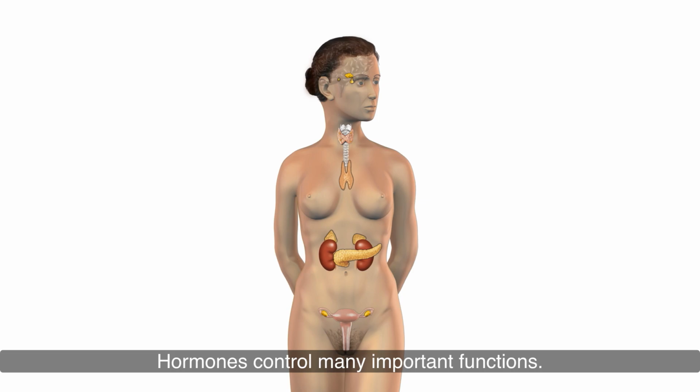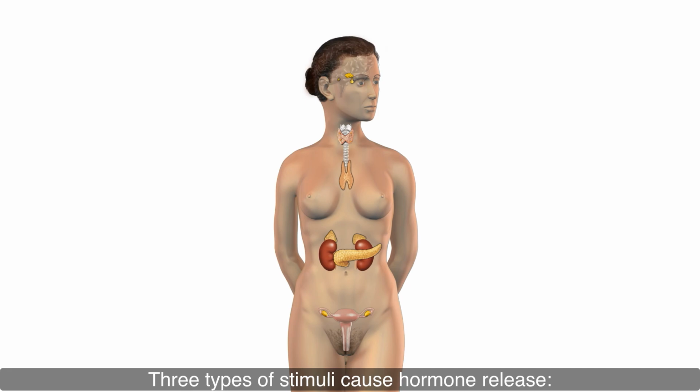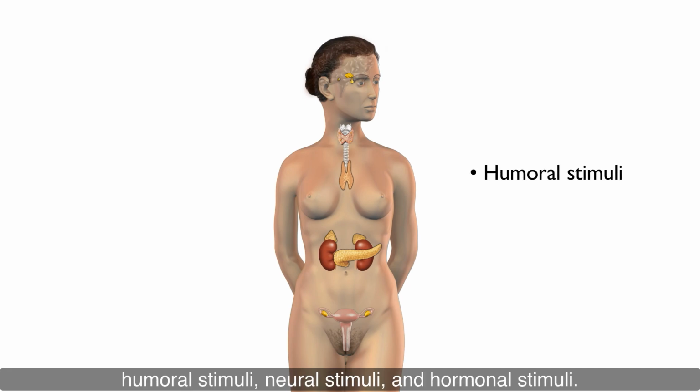Hormones control many important functions. They are released from major endocrine glands, as well as from endocrine cells scattered throughout the body. Three types of stimuli cause hormone release: humoral stimuli, neural stimuli, and hormonal stimuli.